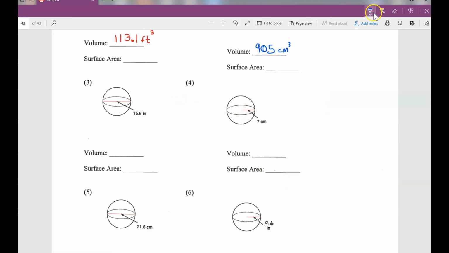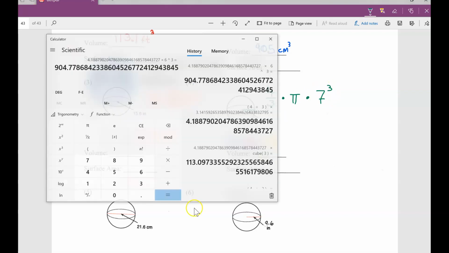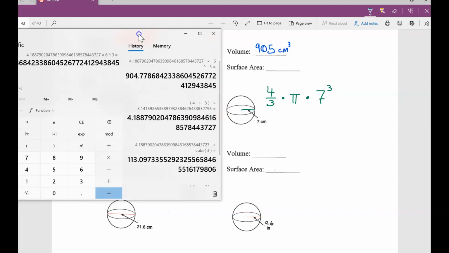All right, let's do one more. Let's go down here to number 4. We have our radius given to us. That's 7. So plug that into the calculator. 4/3 multiplied by pi, multiplied by, we know our radius, it's 7 to the third power. Bring our calculator back up.